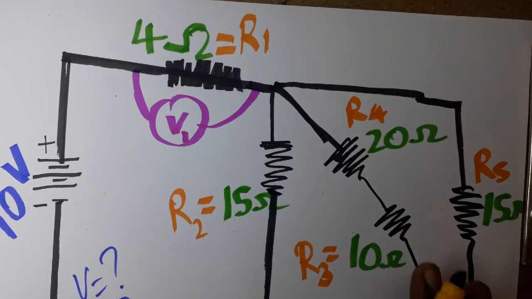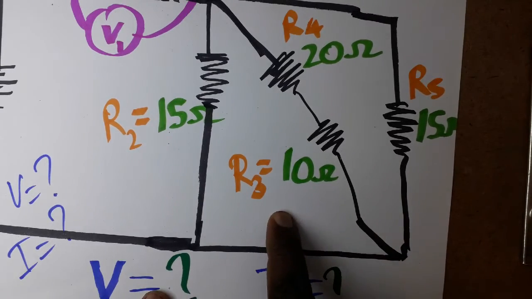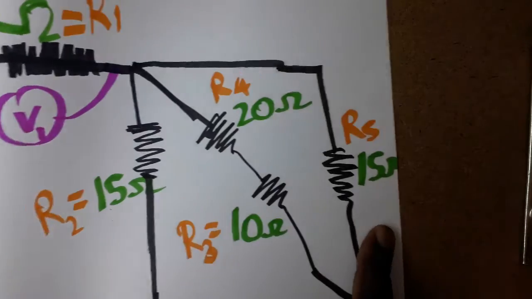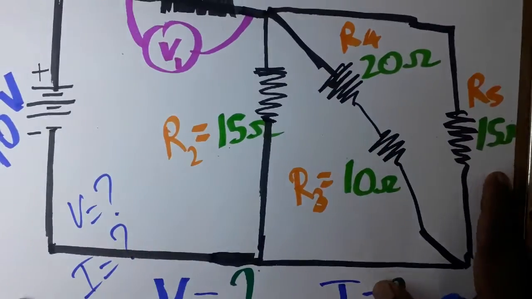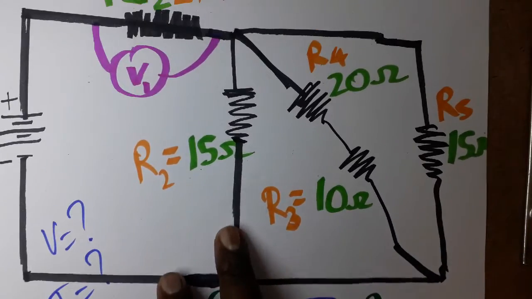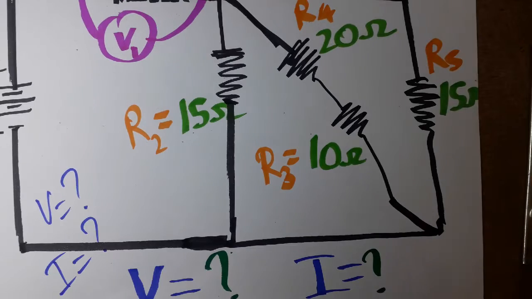Okay, so see here, R1 is 4 ohms. R2 is 15 ohms, R3 is 10 ohms, R4 is 20 ohms. Then R5 is 15 ohms. So in this video we are going to learn what current is produced in each resistance, and what voltage is produced across each resistance.